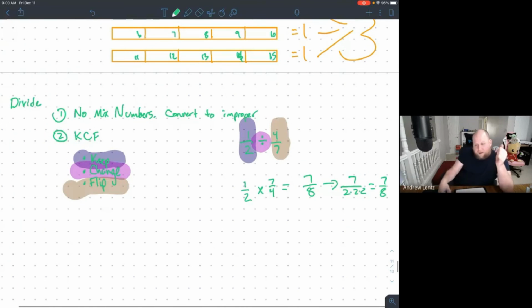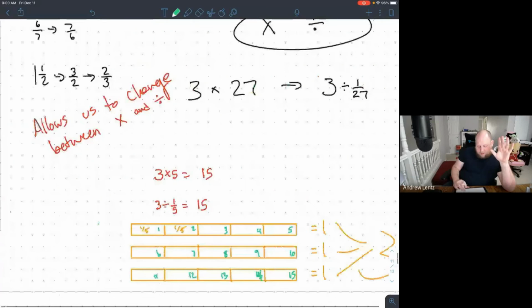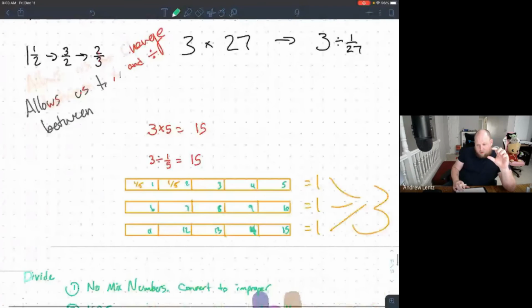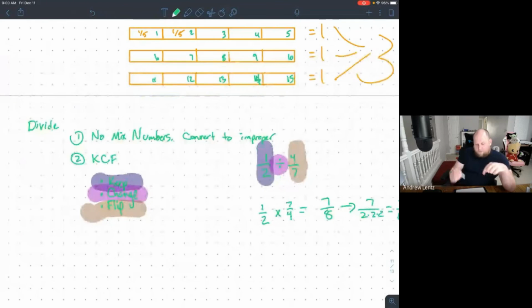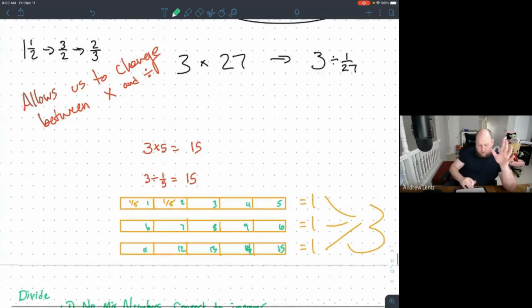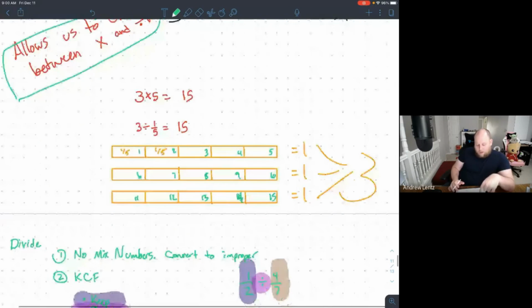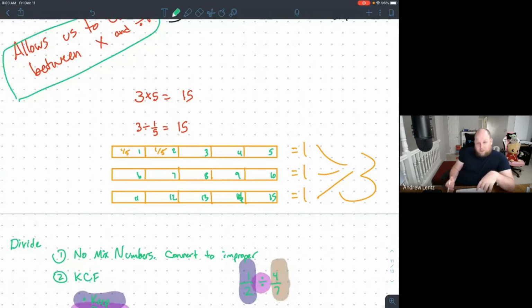Okay, so that's how we divide fractions. The important thing that you need to understand is when we do the reciprocal, when we do the flipperoo, we can convert division problems into multiplication problems and multiplication problems into division problems. So when we use the reciprocal, we can change the operation between multiplication and division only. I tried to show you how it worked. I'm surprised it actually worked, to be perfectly honest, between you and me.